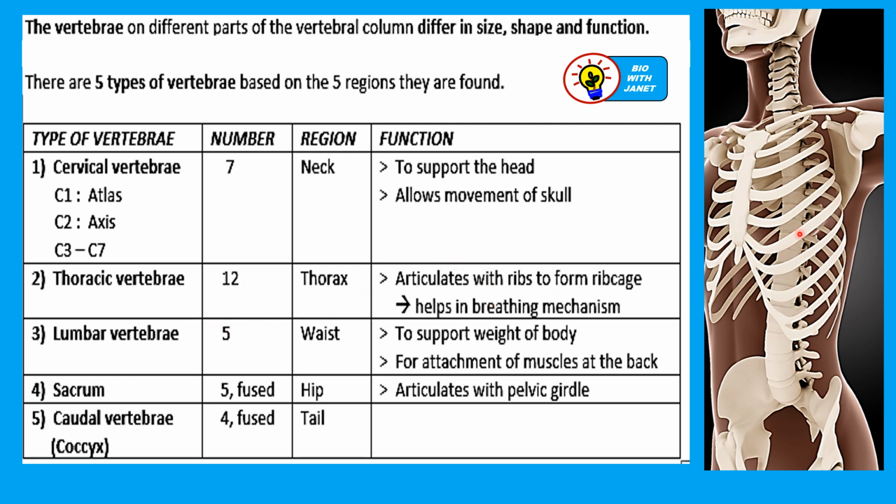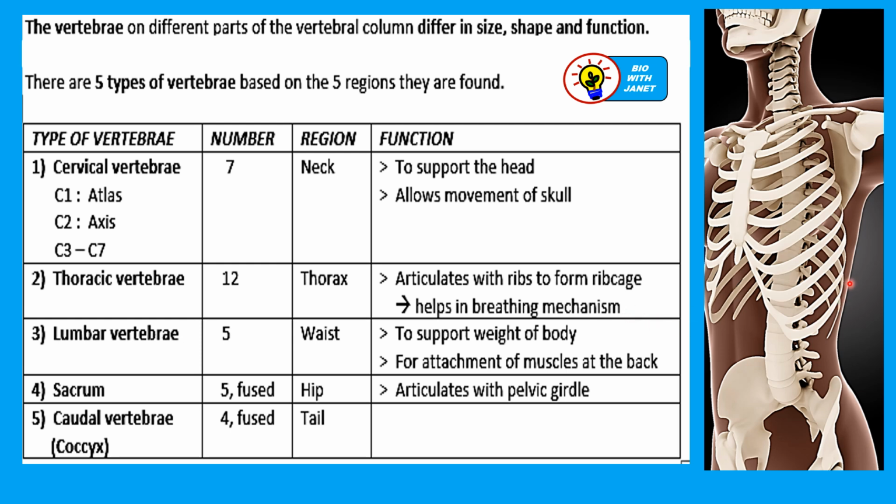So they articulate with the ribs as shown here. These are the thoracic vertebrae here, and they articulate with the ribs at the back. They form joints with the ribs at the back to form the rib cage. And the rib cage helps to protect the heart and the lungs, and also to help in the breathing mechanism, that is exhalation and inhalation.